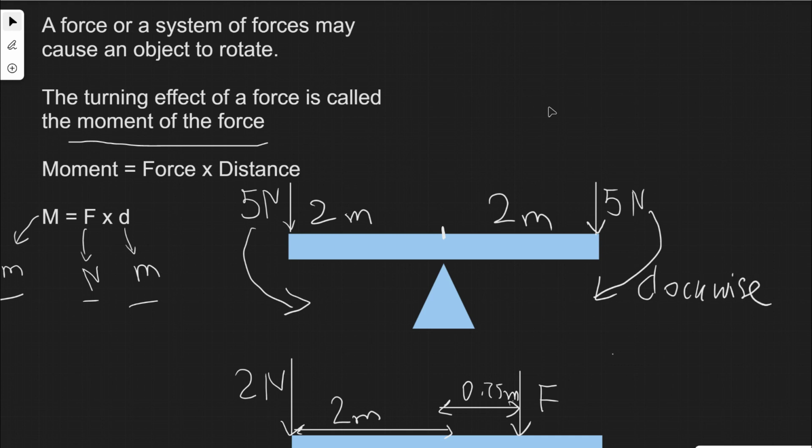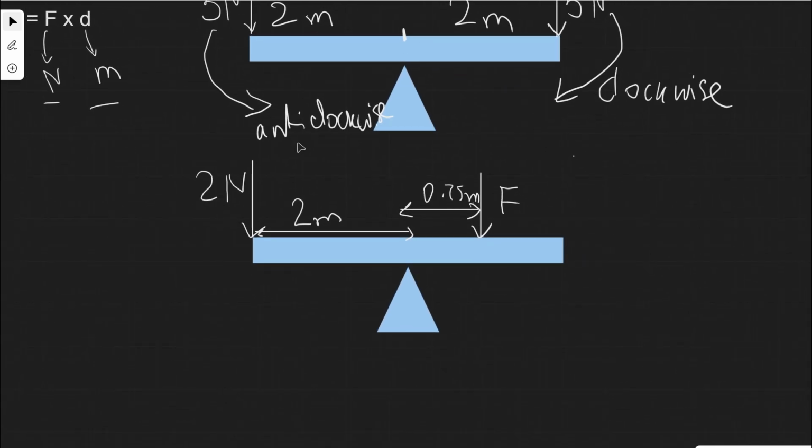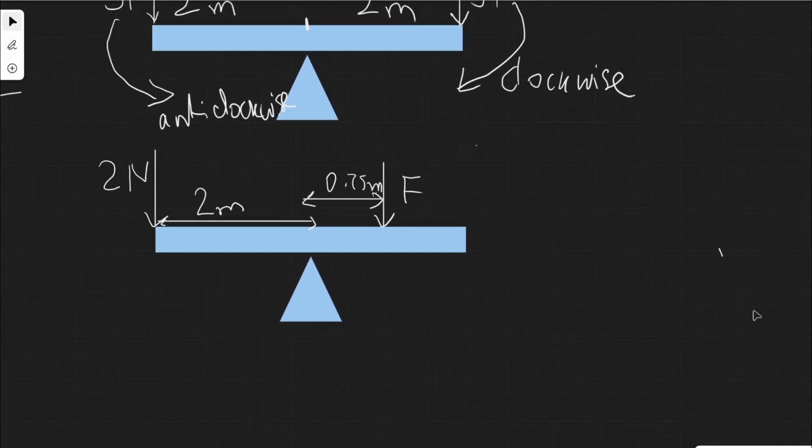So should we just write this down? Clockwise and anti-clockwise. Okay, well, we can use this to do a whole bunch of different interesting calculations. So we have a 2 Newton force which is acting 2 meters away from the pivot. However, now we have a force F that is acting much closer, 0.75 meters away from the pivot. So how can we determine the amount of force?